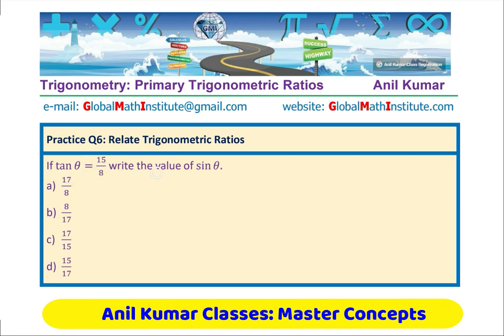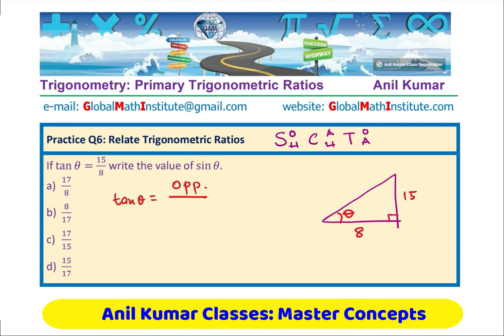tan theta is 15 by 8, write the value of sine theta. So remember SOHCAHTOA: sine is opposite over hypotenuse, cos is adjacent over hypotenuse, and tan is opposite over adjacent. So if we are given the value of tan theta, that means what? Sketch a right angle triangle, right? So if you sketch a right angle triangle and you know that tan theta, if this angle is theta, is 15 by 8, it means the ratio of opposite side to adjacent, right? Because tan theta is opposite over adjacent, and that is 15 by 8.